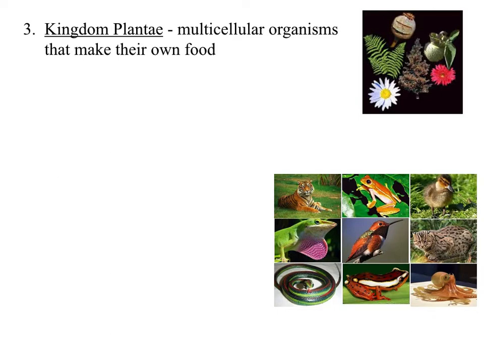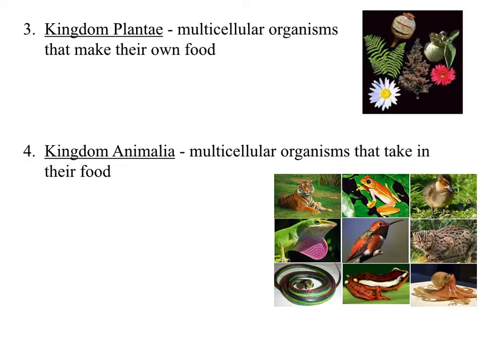And then finally, the last kingdom is kingdom Animalia. Kingdom Animalia are multicellular organisms, and they take in their food, so they have to eat something. There's a whole bunch of different examples down here on the bottom of different kinds of animals. So that's the kingdoms and domains.